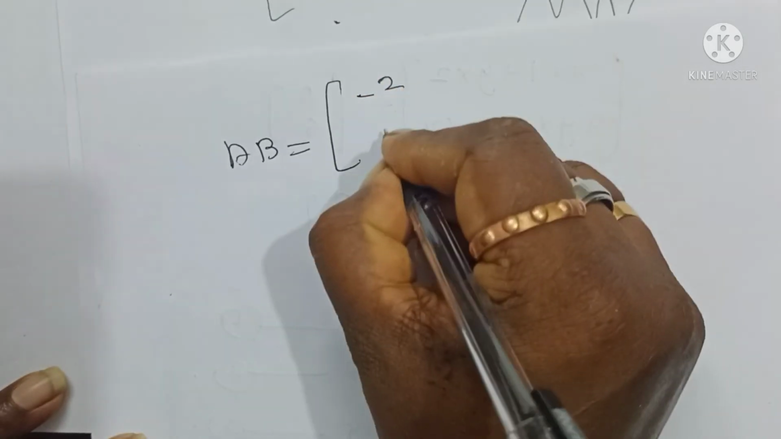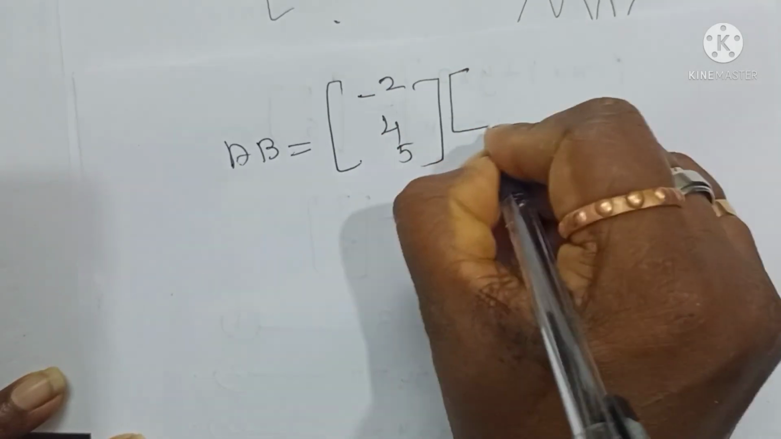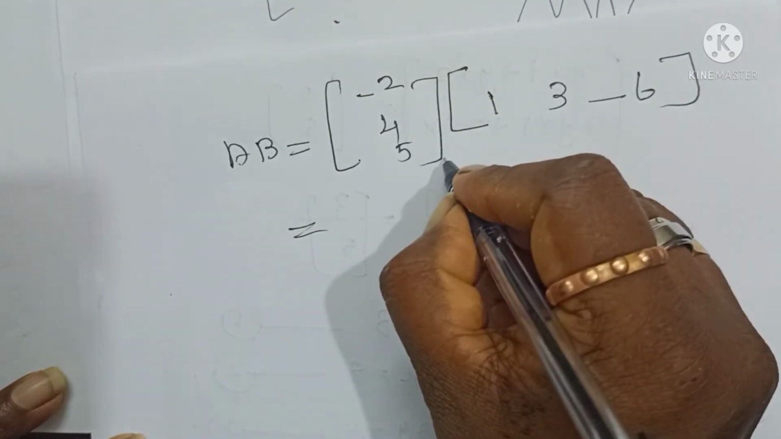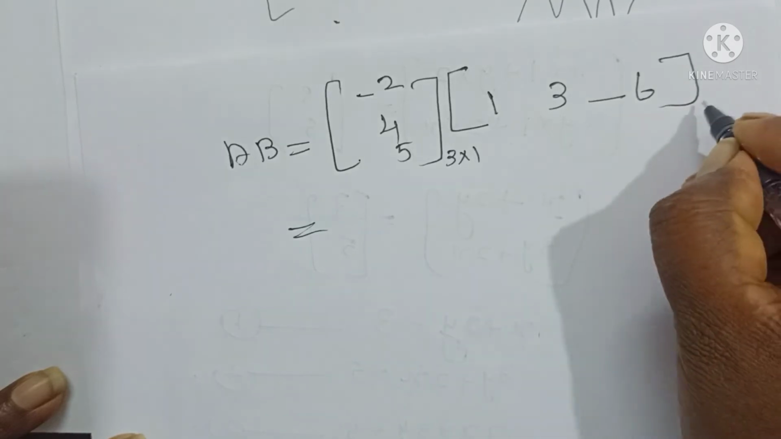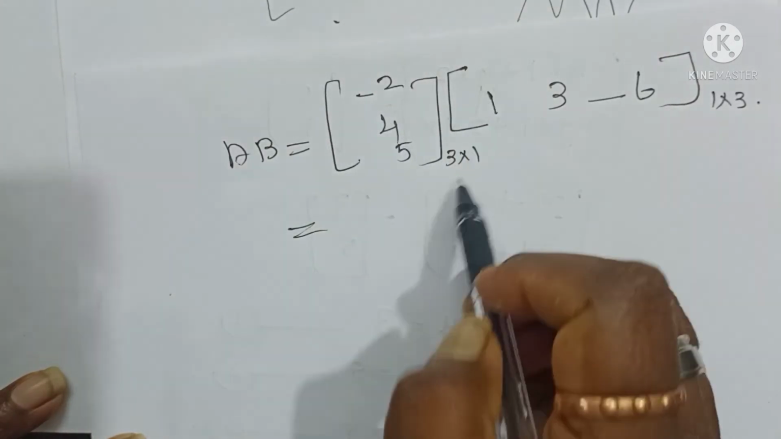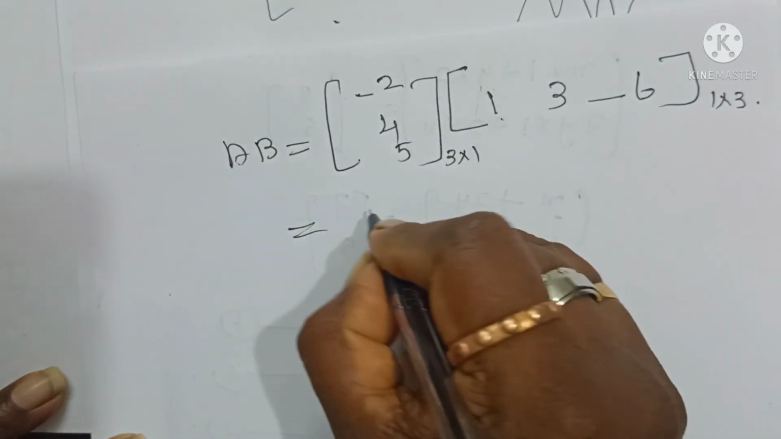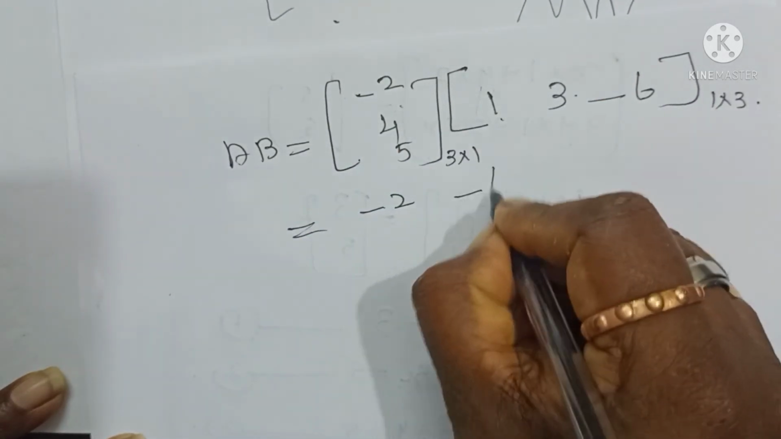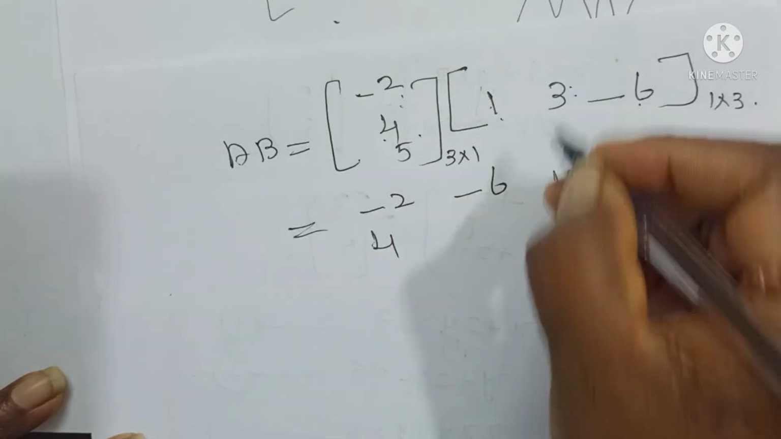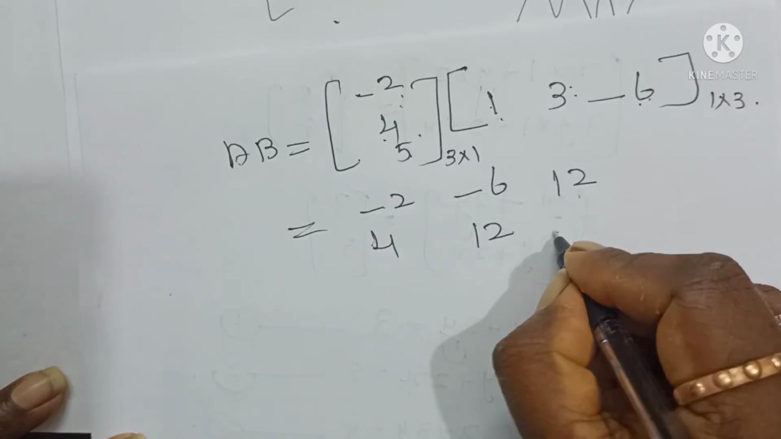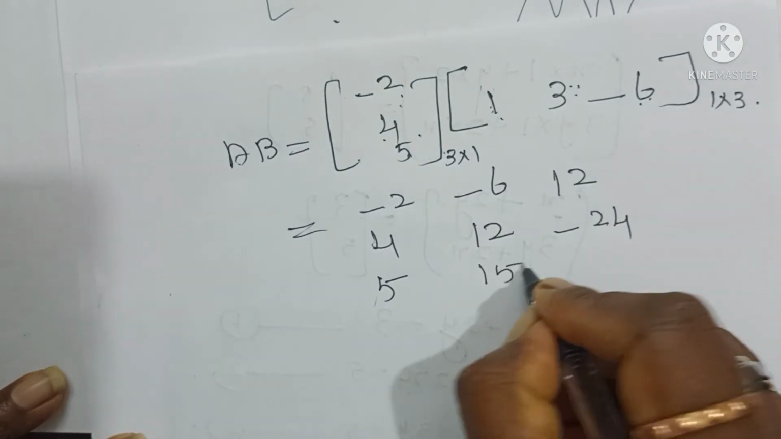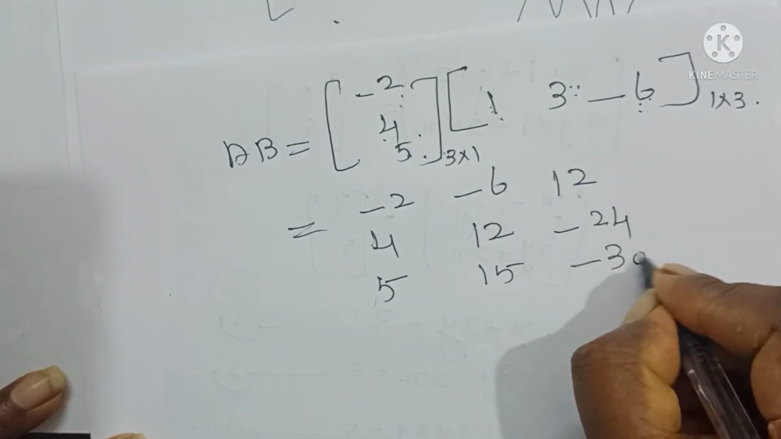What is A? Minus 2, 4, 5. Then what is B? 1, 3, minus 6. So this is a 3 by 1 matrix. This is a 1 by 3 matrix. So multiplication means a 3 by 3 matrix will come. Minus 2 into 1, minus 2; minus 2 into 3, minus 6; minus 2 into minus 6, 12. Then 4 into 1, 4; 4 into 3, 12; 4 into minus 6, minus 24. 5 into 1, 5; 5 into 3, 15; 5 into minus 6, minus 30.